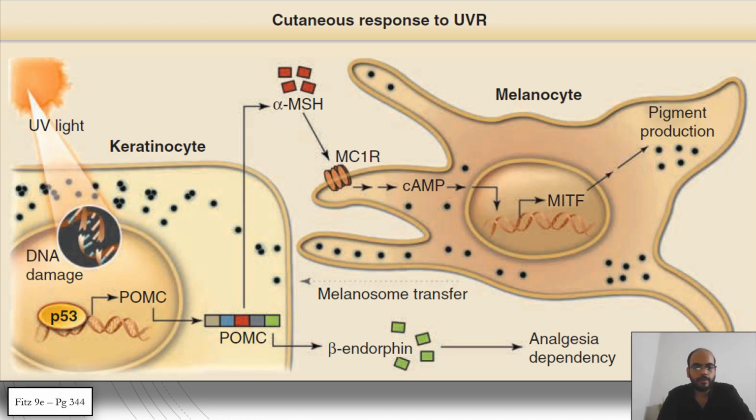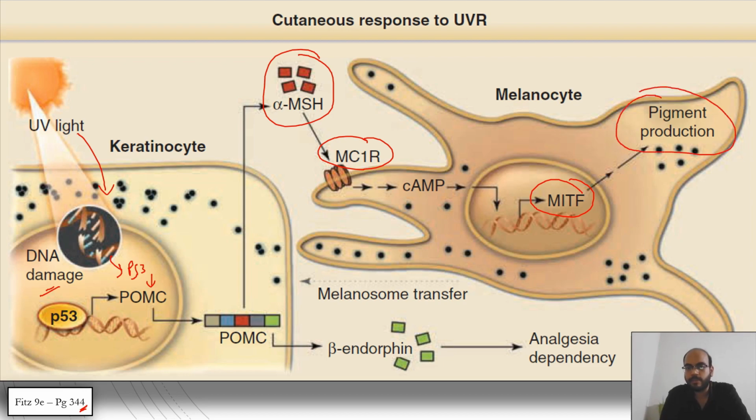So this diagram I've taken from Fitzpatrick, page 344. And here we can see UV light causing DNA damage, and this DNA damage activates P53. P53 activation actually increases POMC. POMC increases alpha MSH here. Alpha MSH acting on the MC1 receptor causes MITF. MITF leads to increased melanogenesis, increased melanin formation. This melanin then gets transferred back into the keratinocyte, and here it will form a nuclear cap and protect from UV radiation. So now you get the cycle.